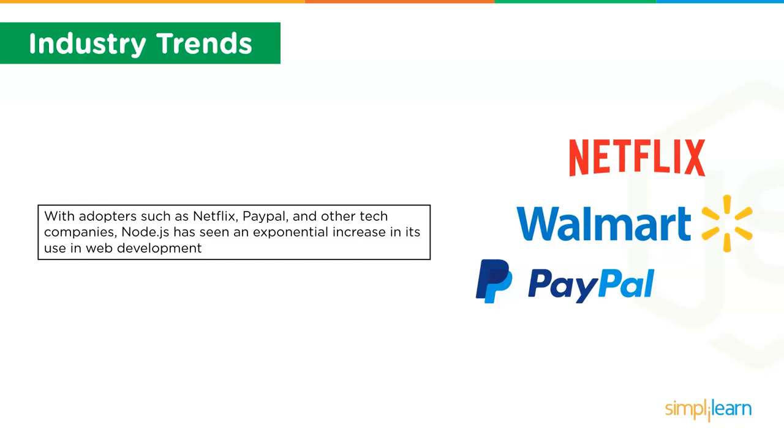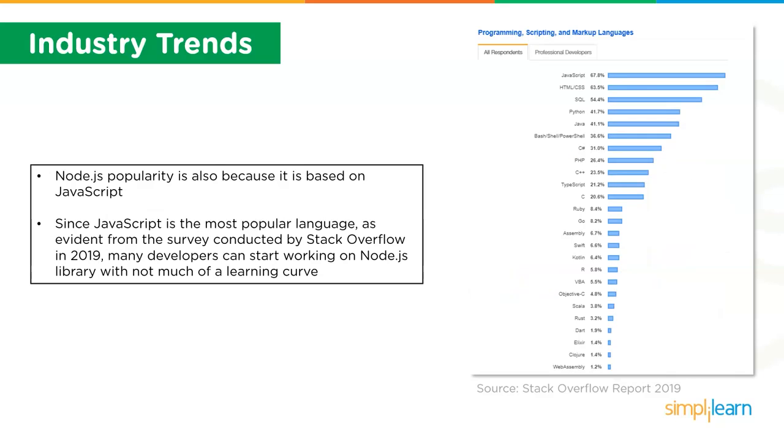in web development. The popularity of Node.js is also accounted to JavaScript. Now, since JavaScript is the most popular language, as evident from a survey conducted by Stack Overflow in 2019, many developers can start working on Node.js library with not much of a learning curve.